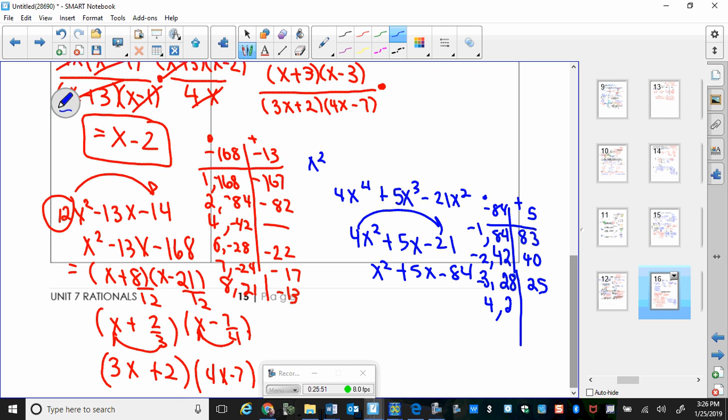And then 84 divided by 4 is 21. So I made my mistake there. 21 minus 4 is 17. And is that the number we're looking for? No, it's not. So we'll move on to 7. And so we have negative 7 and 12. And 12 minus 7 is 5. So that works. So my factors here would be x minus 7 times x plus 12.